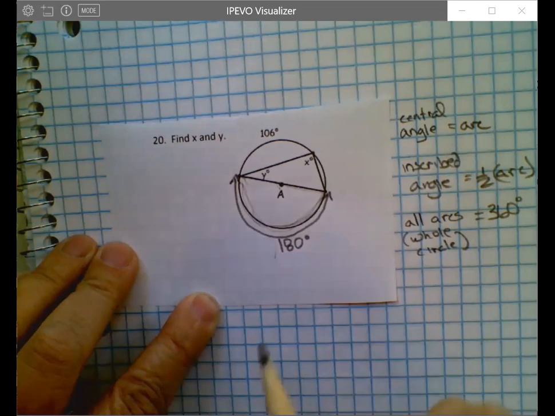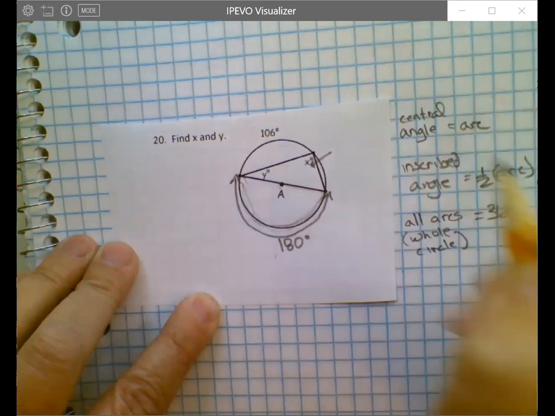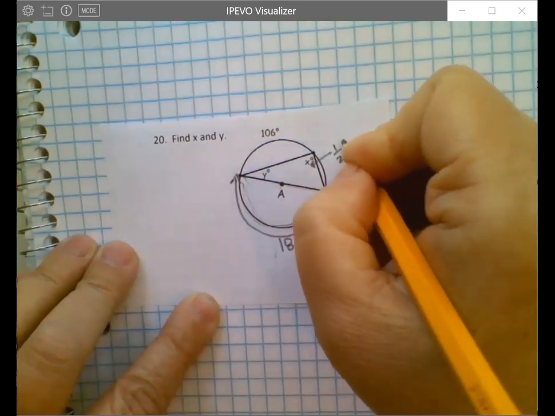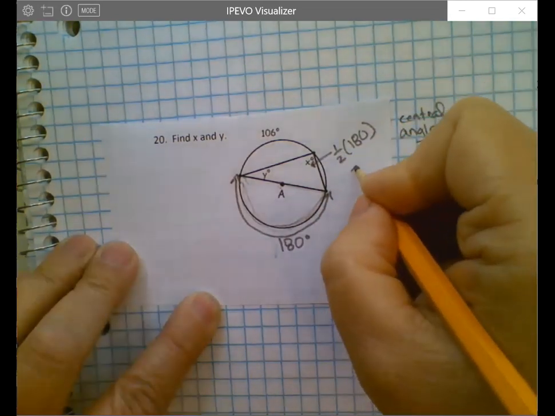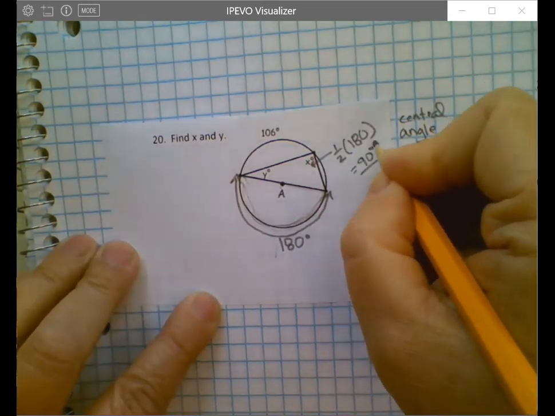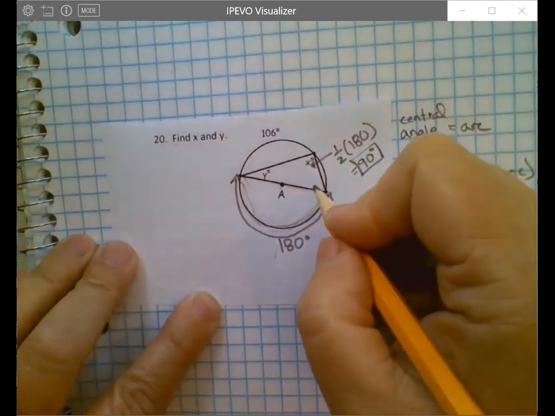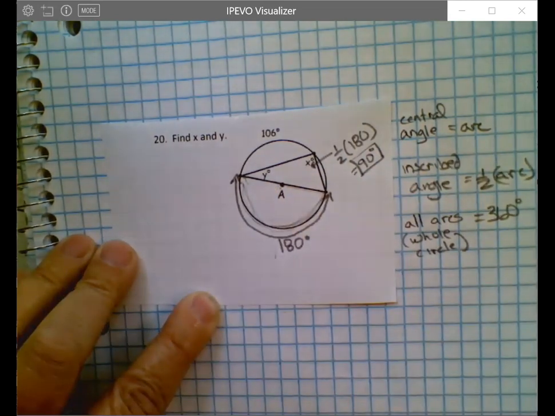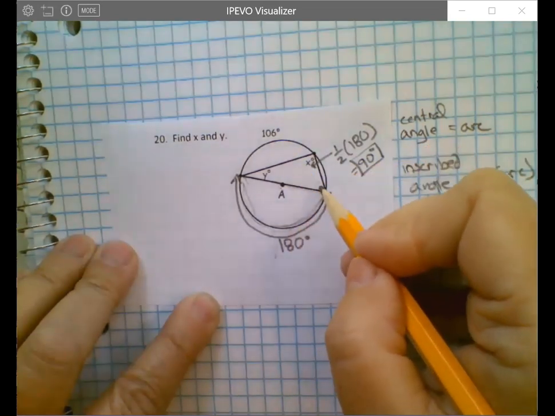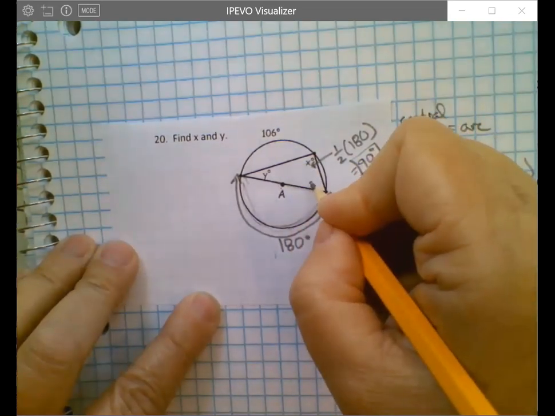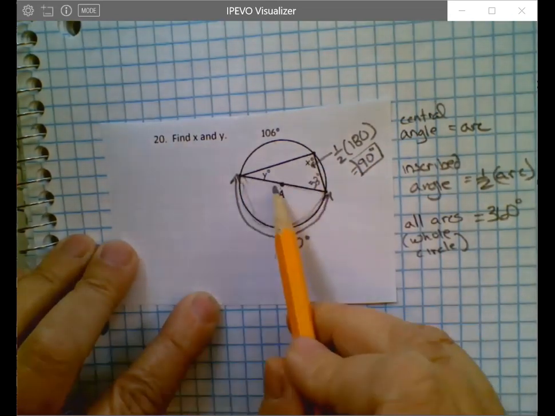All right. That means X, which is an inscribed angle, has to be half of 180 because it's inscribed, and that's just 90 degrees. All right, so this is 90 degrees. We can't get y directly yet. We could get this other angle by taking half of 106, which gives us 53. And then we could subtract from 180 to get y.